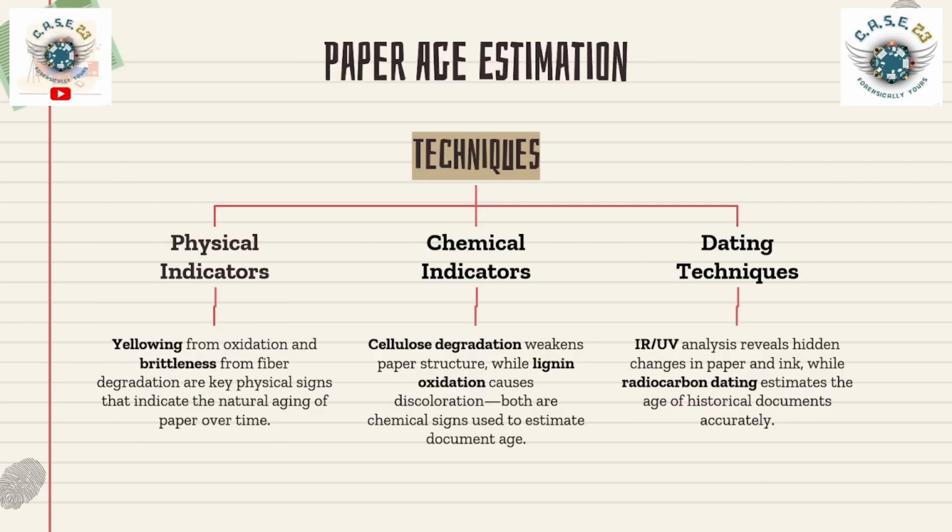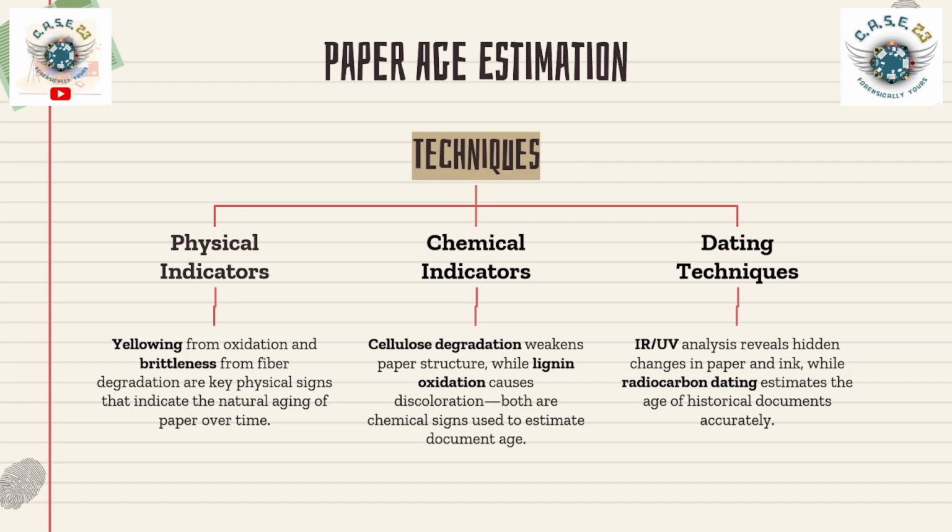Okay, now that we have covered how ink is aged, let's look at the other half, that is paper age estimation. Yes, even paper ages. And it shows certain signs, both physical and chemical, which experts can study to determine how old the document might be.